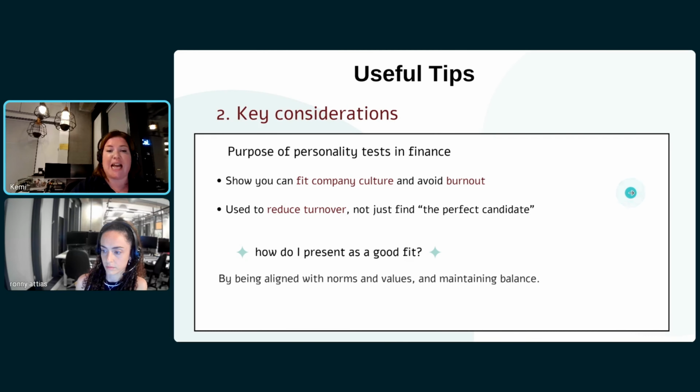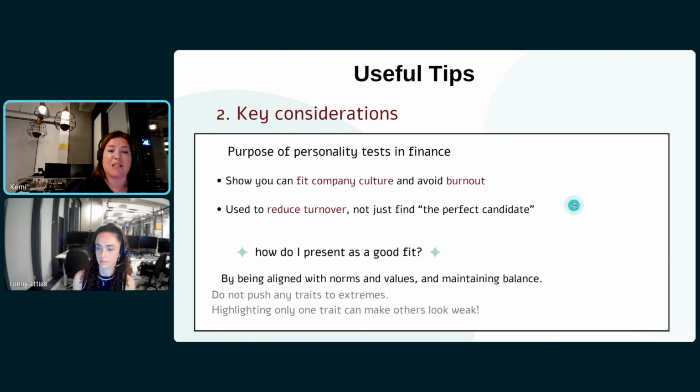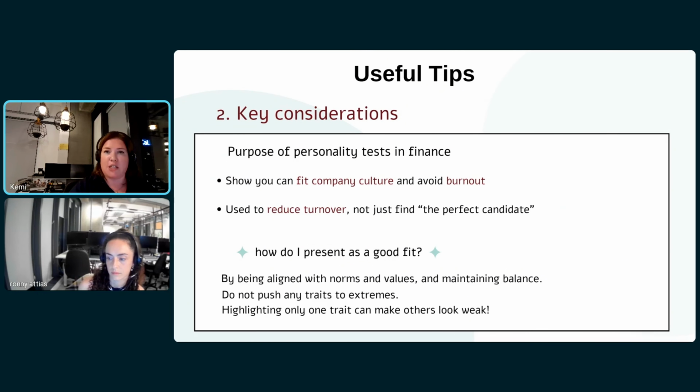So how do you present as a good fit? Be aligned with norms and values and maintain balance. You don't want to push the traits to extremes, just like I said, and it is so vital to remember that when you push one trait, especially with forced choice tests, when you highlight only single traits, the others do not get rated and you end up with extreme scores on either side. And that could ultimately be detrimental to your assessment.